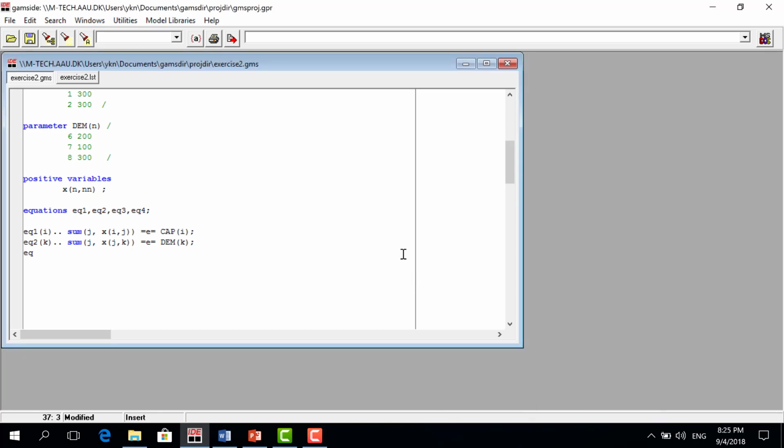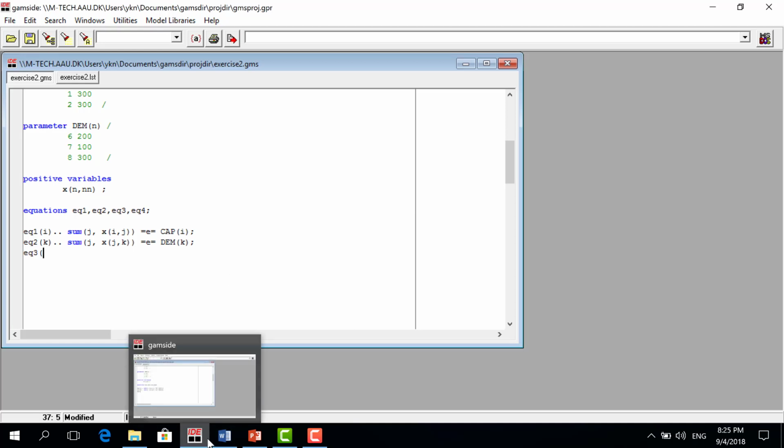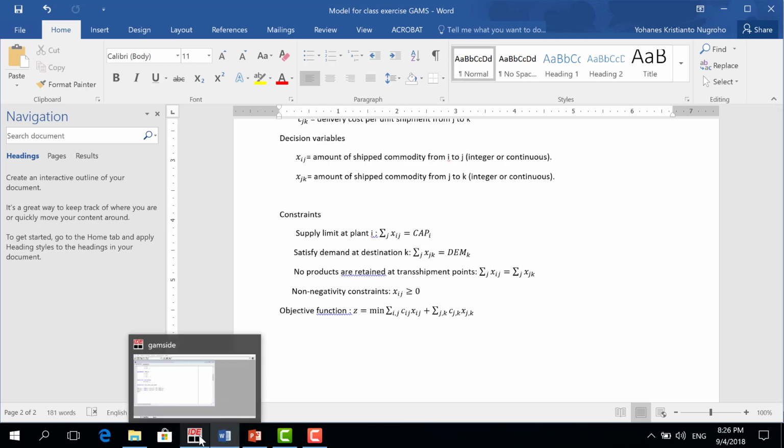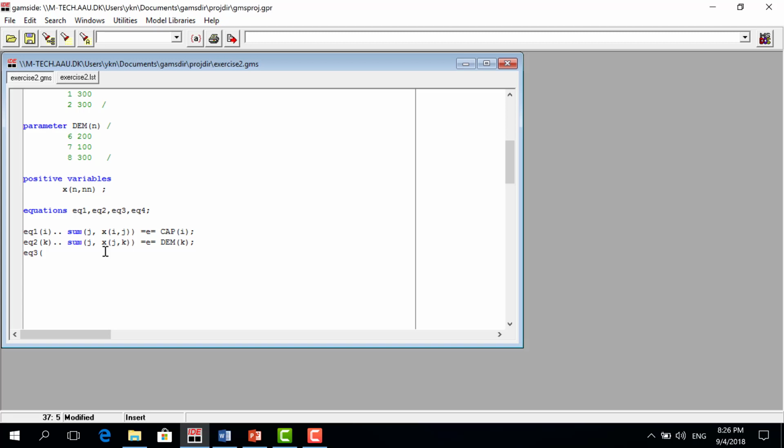Now we have another equation, equation 3. What does this equation tell us about? No product is retained at the transshipment point. So xij should be equal to xjk. We can copy this, and it should be equal to this.